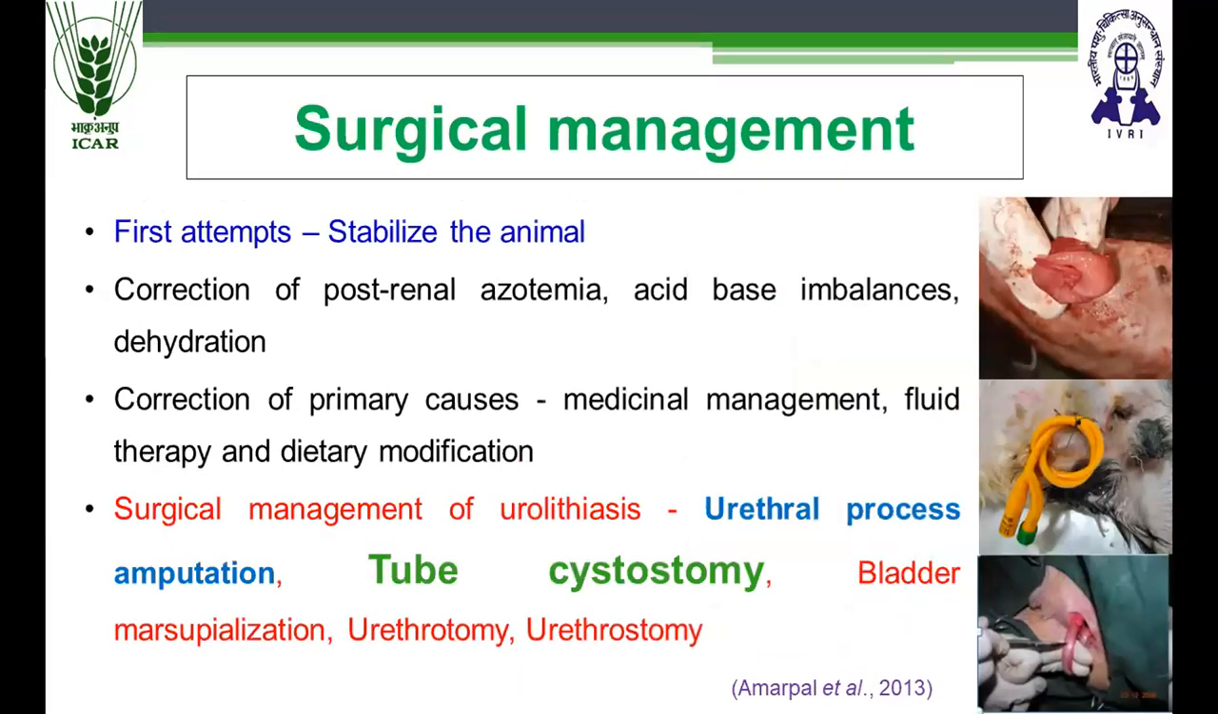So before going to surgery, we have to assess the clinical condition of the animal. First, we have to stabilize the animal. If this is a freshly presented case, we can directly give anesthesia and start surgery. But what about the case of a delayed case?